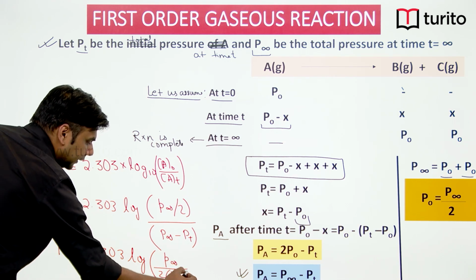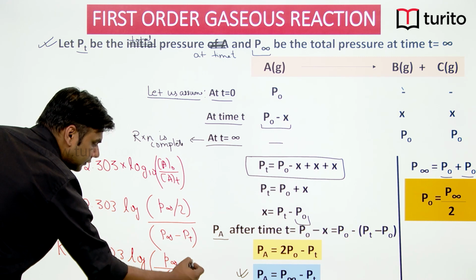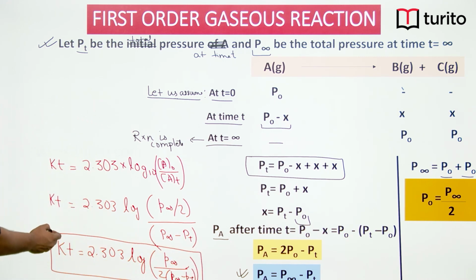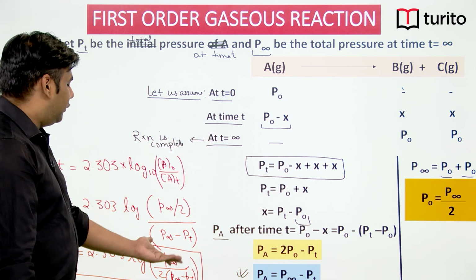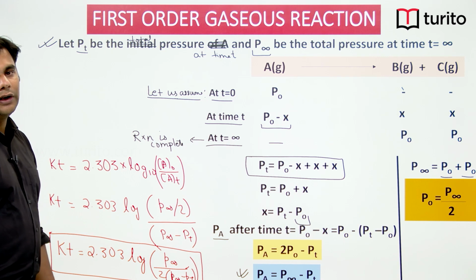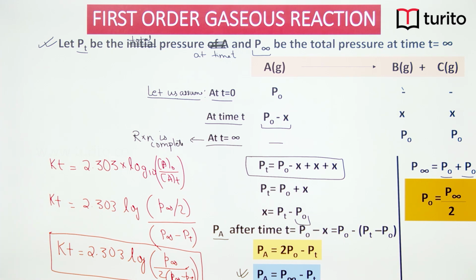infinity minus PT. Okay. So this is the expression in terms of total pressure at time t equals infinity and the total pressure after time t. Okay. So in this again the value of PT and P infinity might be given to you, time might be given to you. We can find out the value of K for this reaction. Okay. So just write it down.